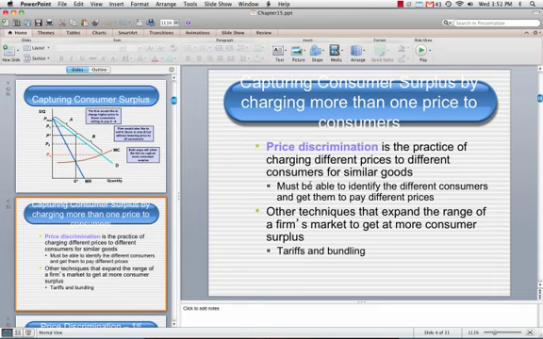The reason they do this is that it allows them to capture even more producer surplus than they would under a single price monopolist situation. And they're going to do this price discrimination in a variety of ways. Two of the methods we're going to look at are tariffs and bundling.